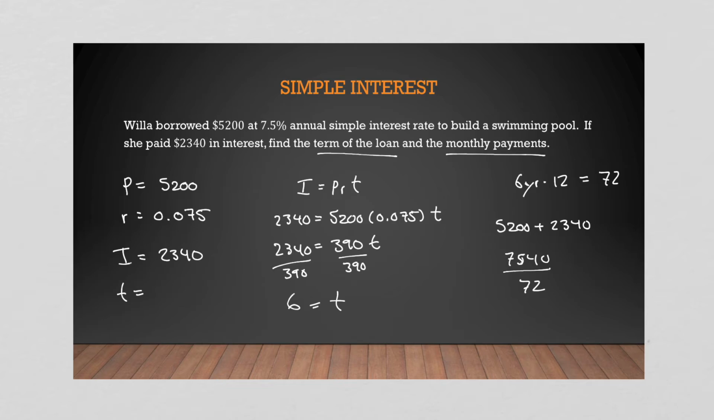Well, we just take our principal plus our interest and we divide it by the monthly frequency, and you get 104.72222. In this case, we would actually round to 104.73, because if you round it down, you're not actually going to pay it off. You'll be short by fractions of a penny, but you'll still be short. So we'll round up. So the monthly payments are $104.73. So that is simple interest.